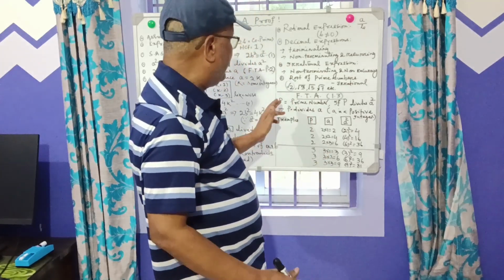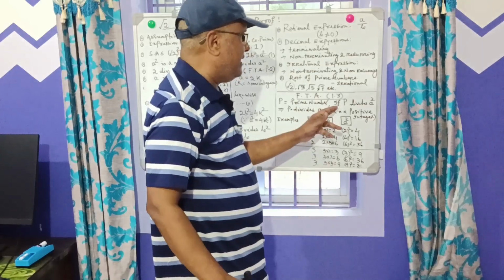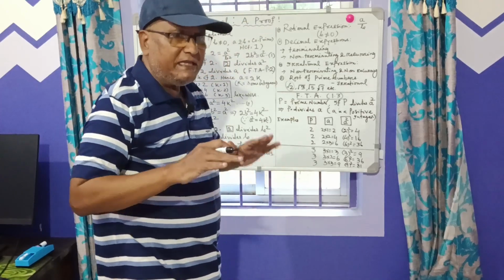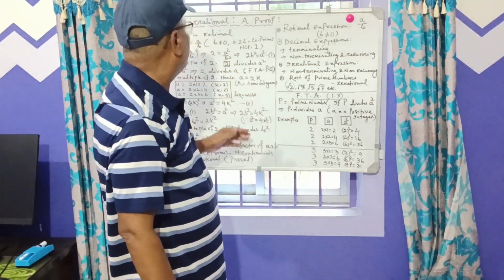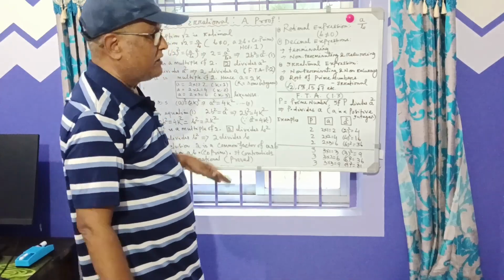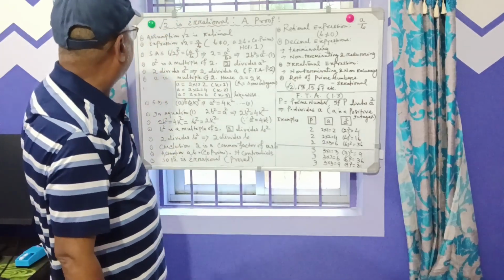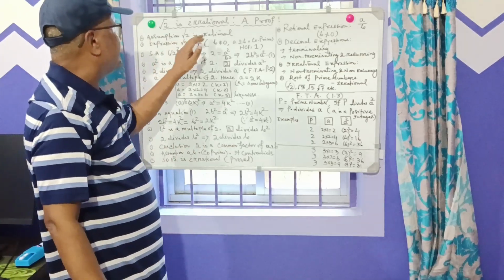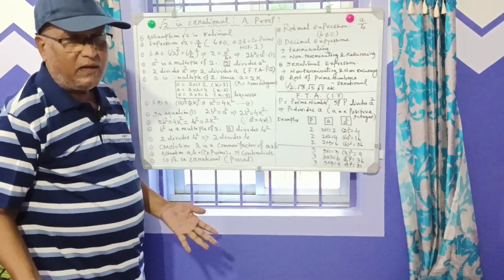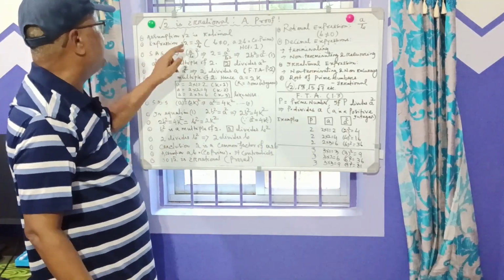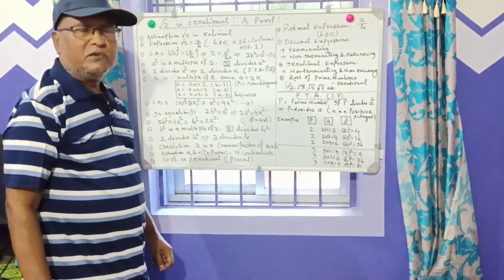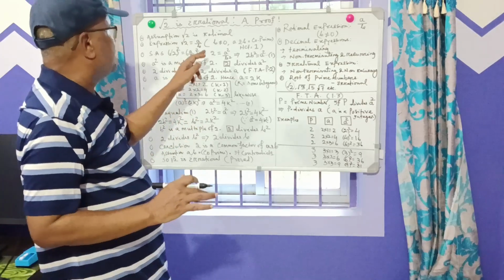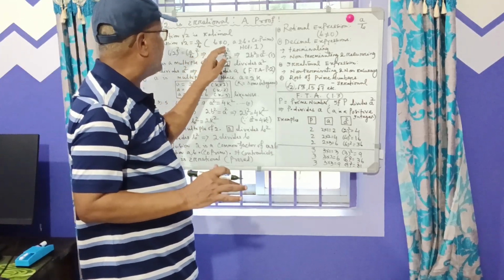Now it is proved that if P is a prime number and if P divides A square, P also divides A. Based on this theorem, we have to prove that root 2 is irrational. So let's prove. First point, assumption: let's assume root 2 is rational. Then how can you write the expression? Root 2 is equal to a by b. That is the form of a rational number. Here b is not equal to 0.